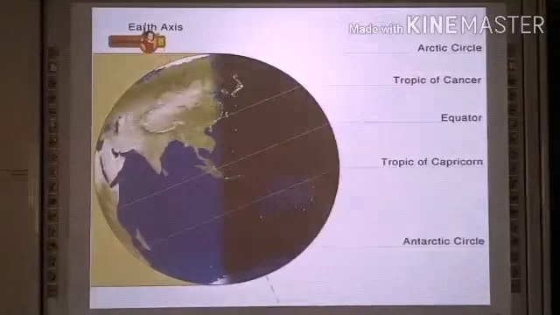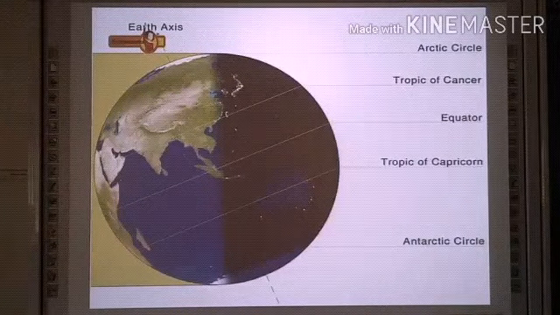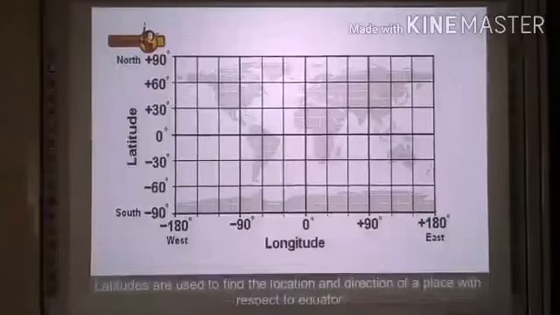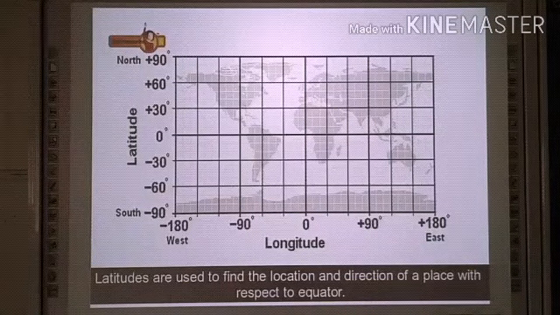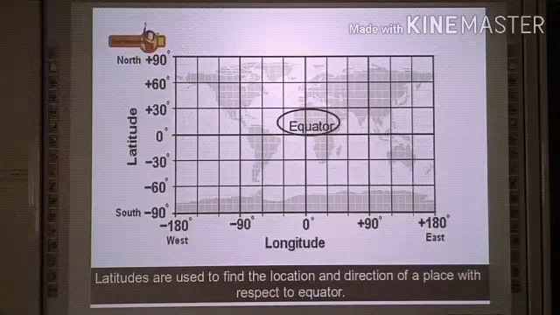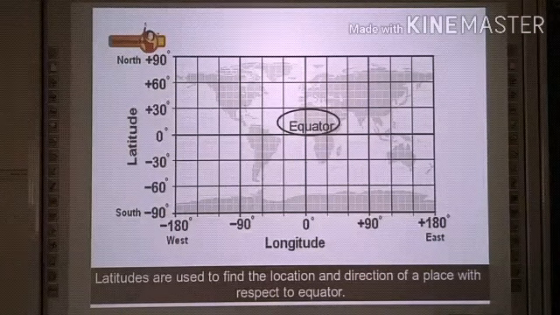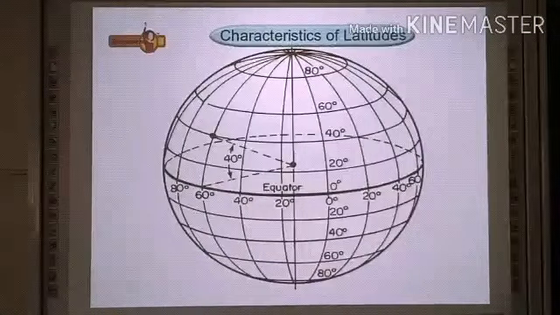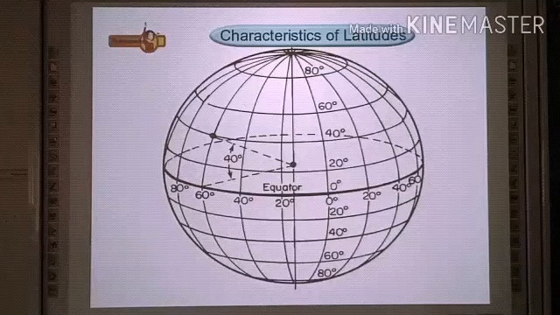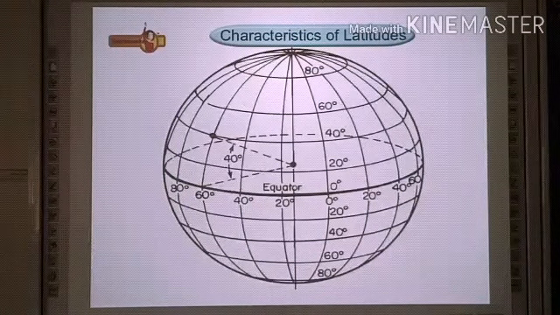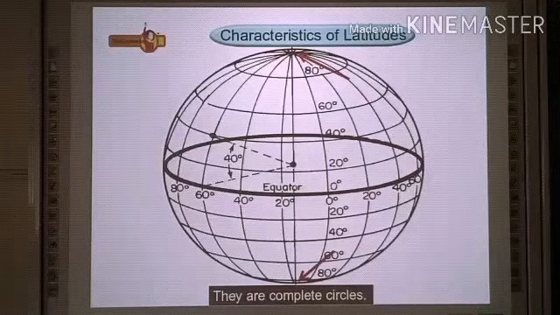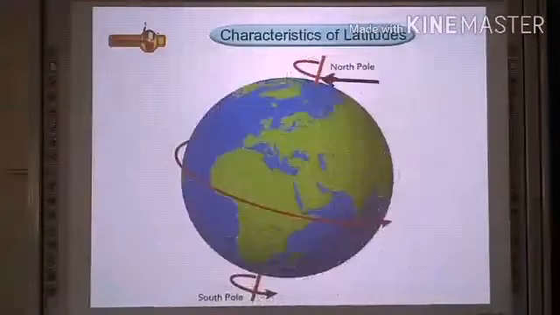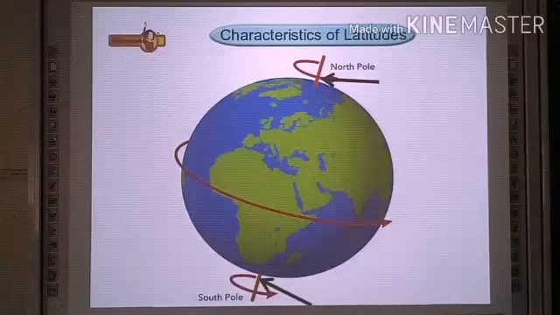Hope now you have understood what latitudes are and how they are used to find the location and direction of a place with respect to the equator. Here are some important characteristics of latitudes or parallels. They all are complete circles with the exception of the poles. North and South Poles are points, not circles.